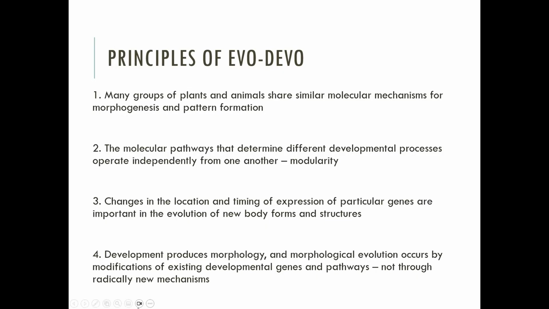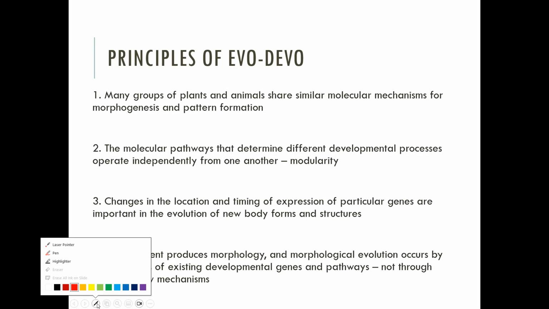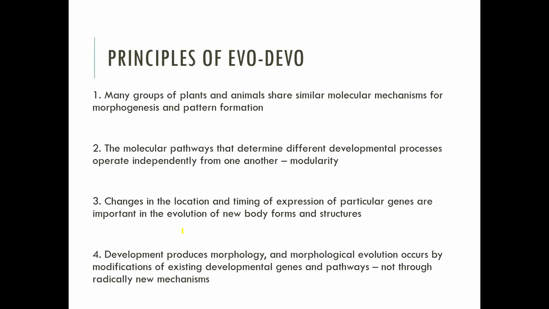All right, so number one, many groups of complex multicellular organisms. Obviously, when we're talking about evolutionary development, we're going to be focusing on those organisms that are multicellular and they have many developmental stages. So we're primarily talking about plants and animals here, but they share similar molecular mechanisms. And so when it says molecular mechanisms, that just has to do with things like your DNA, your protein synthesis, some of those same basic little tiny subcellular mechanisms, okay? So they share similar molecular mechanisms for morphogenesis.